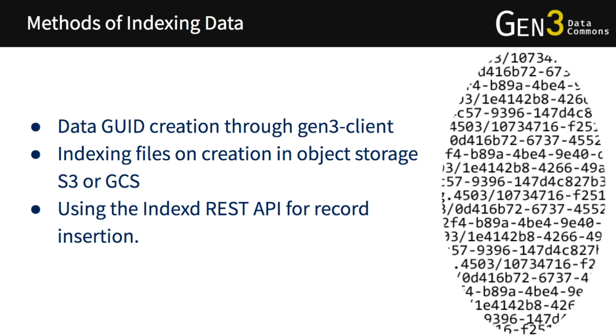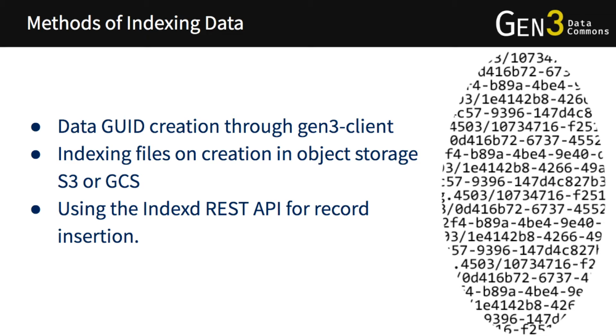IndexD is flexible with respect to the method used to create and update data file records in the index. The most common method is to upload data files using the Gen3 client, which is our open source command line tool for uploading and downloading data files to a Gen3 data commons. When using the Gen3 client to upload files, the file is uploaded to object storage, and an IndexD record is automatically created and populated with the file size, hash, and storage location.